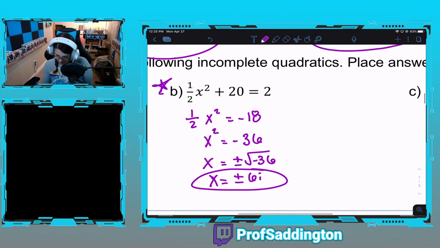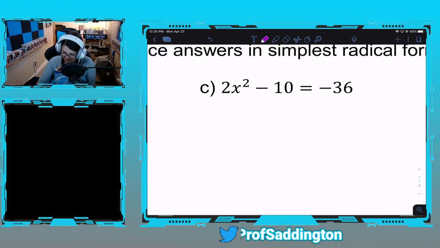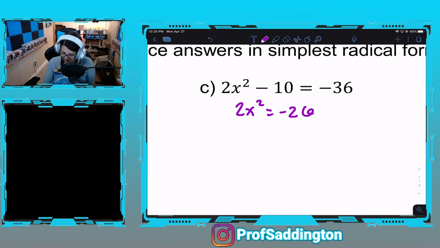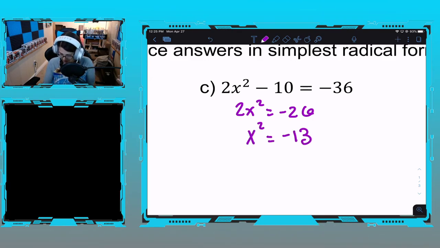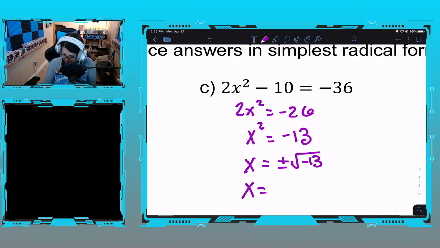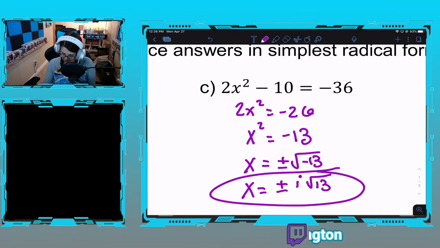Let's try another. All right, so similar to example B, I'm going to add 10 over. Then we're going to have to divide by 2. And then we're going to have to take the square root. And I'm not going to just leave it as plus or minus radical negative 13. I'm going to take out that i. So it's going to be plus or minus i radical 13. So make sure you go one step farther to pull out the i. Okay?